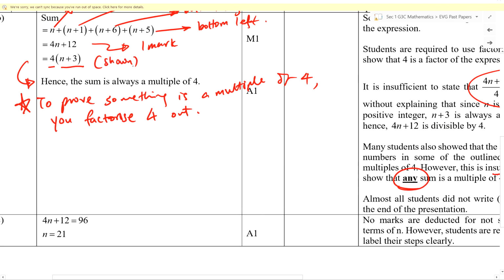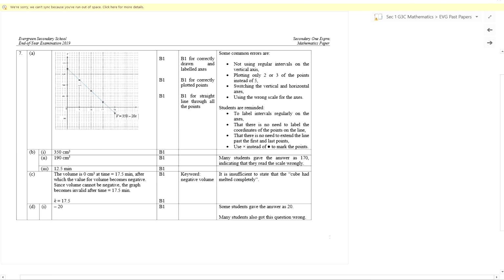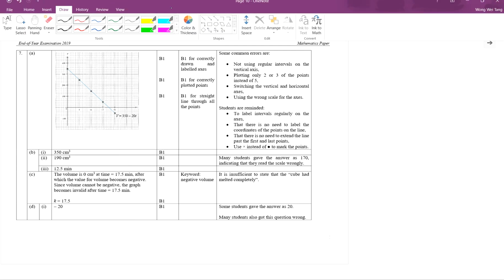Okay, now next, they tell us that the sum of 4 numbers is 96. So we found this earlier on, and we get 21. Now we have the graph question.